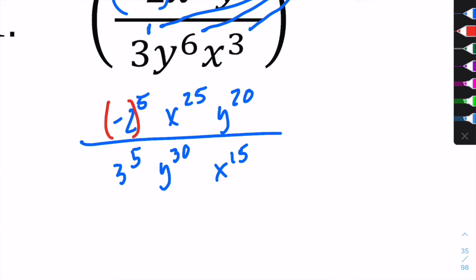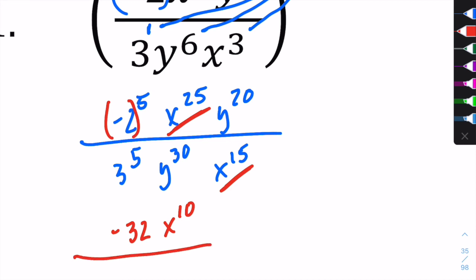So we now have that exponent on the outside is all done, but we have some simplifying that we can still do. So still some choices about the order of where we want to do things. We could just make this negative 32 because negative 2 times itself 5 times is negative 32. We have x's in 2 places, more x's in the numerator, so that's just 10 because 25 minus 15 is 10.